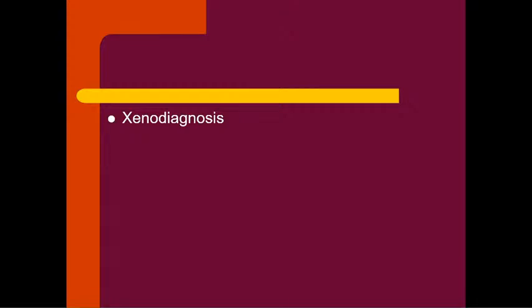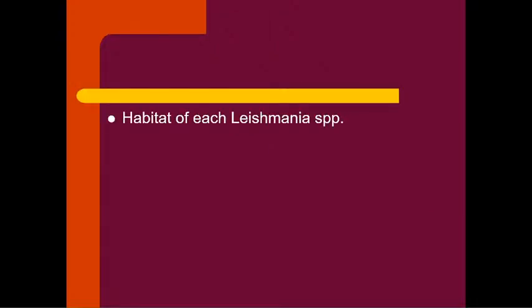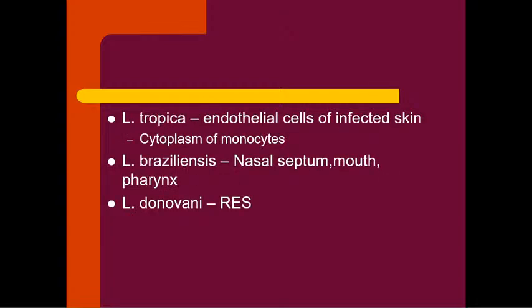Okay, so we're going to talk about Leishmania. The habitat of each species of Leishmania. When I say habitat, where it is usually located in the human body. Okay, so Leishmania tropica, it's in the endothelial cells of infected skin. Usually found inside the cytoplasm of monocytes. For braziliensis, it's in the nasal septum, mouth, or the pharynx. And for Leishmania donovani, it's in the reticuloendothelial system.